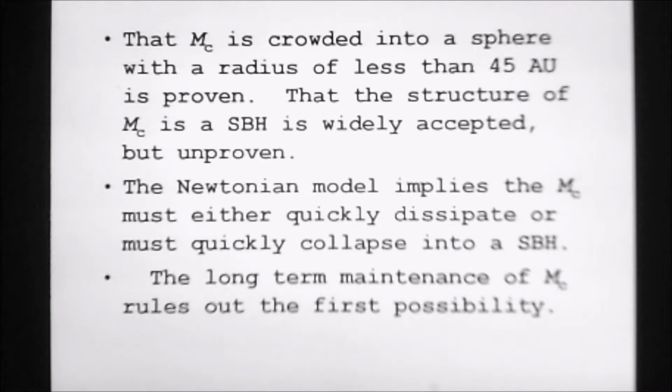That the structure of the central mass is a supermassive black hole is widely accepted, but unproven. The Newtonian model implies the central mass must either quickly dissipate or must quickly collapse into a supermassive black hole. The long-term maintenance of the central mass rules out the first possibility. There may be some extended mass around Sagittarius A. Observations have ruled out many models of the nature of the central mass of galaxies.